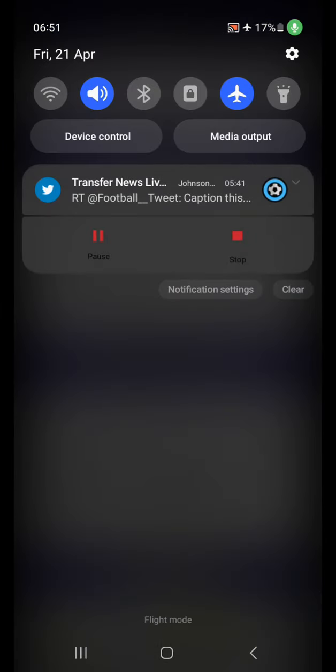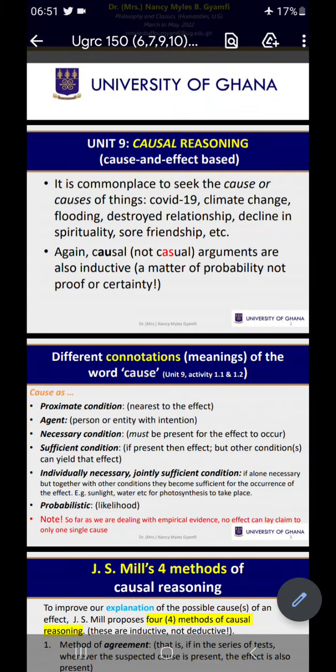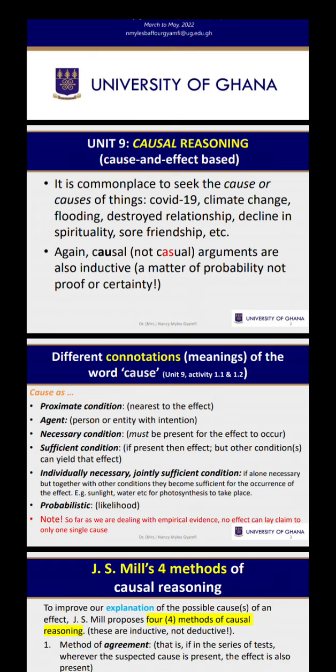So in my next video, I'm going to take you through J.L. Smith's method of causal reasoning, the errors in cause and effect reasoning, and then other topics. So see you in my next video. And if you are finding anything difficult, you can message me and I will try and explain it to you.